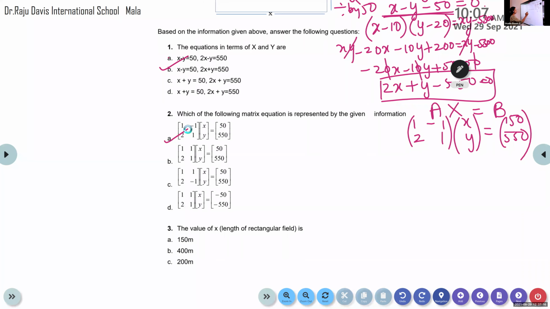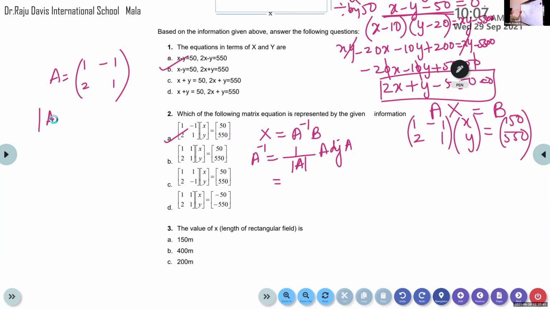Now you solve it. Ax equal to B. Therefore, what is X? X is equal to A inverse B. How will you find A inverse? A inverse is 1 by determinant A into adjoint of A. Okay, what is determinant A here? How will you find determinant? A matrix is given like this. A is matrix 1 minus 1, 2, 1. What is determinant A? We'll multiply these two. 1 minus 2. So it will become 1 plus 2, which is 3, not equal to 0. If determinant is not equal to 0, inverse exists. Otherwise, inverse does not exist.